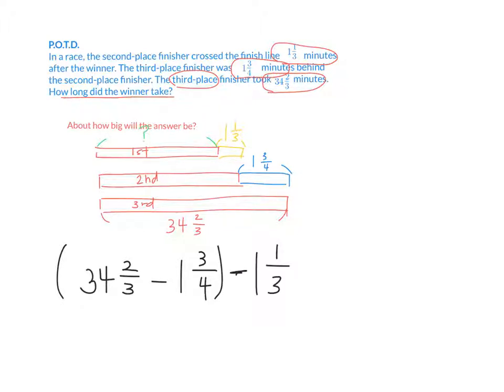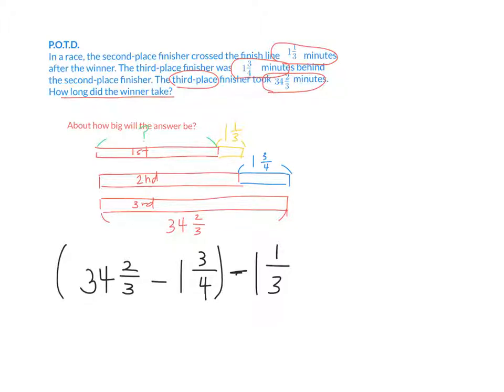Now, is there a way we could rearrange the terms to help it be easier? Could we do 34 2/3 minus 1 1/3 first? And then take away 1 3/4? We sure could. Before we do that, though, about how big do you think the answer will be?